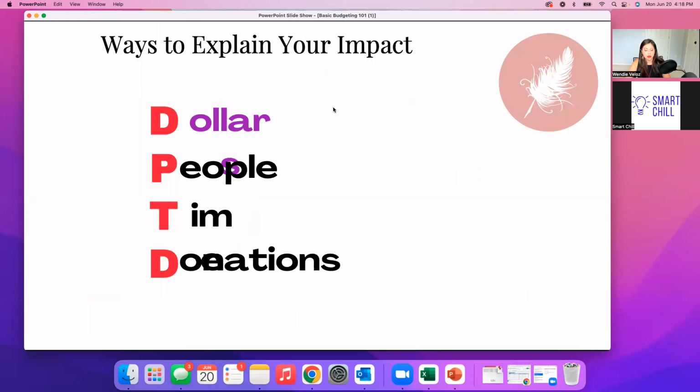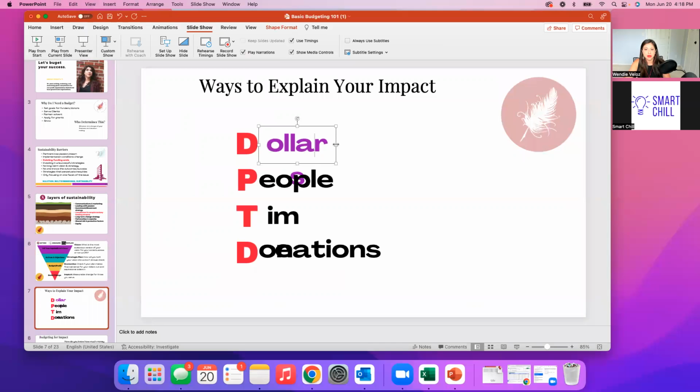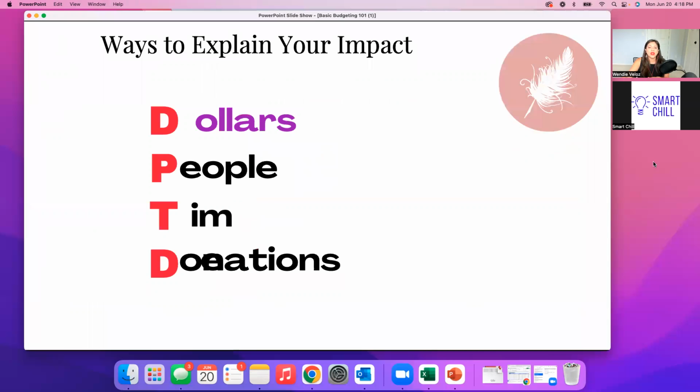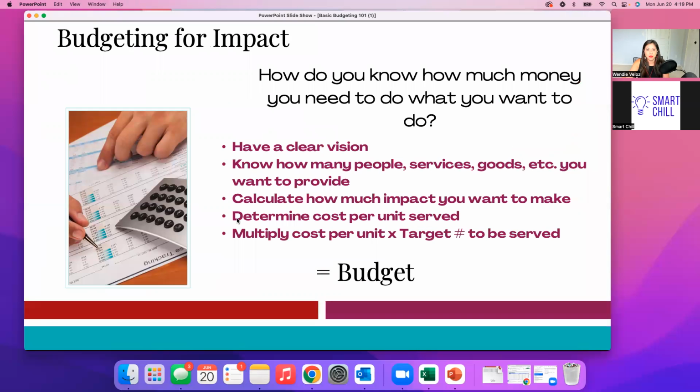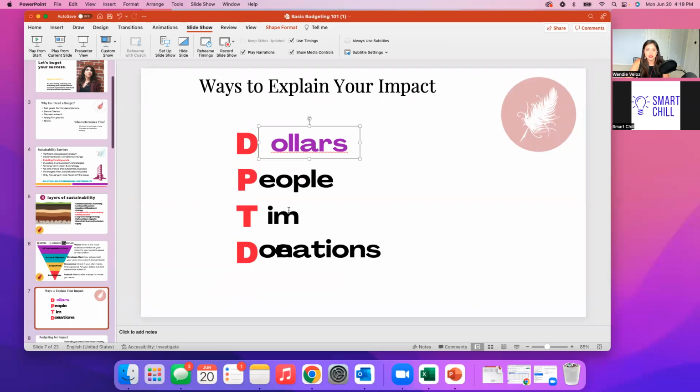Oh, of course, this is never without fail. For some reason, always has spacing issues. Okay, so the ways that I tell people you can explain your impact: dollars, people, time, and donations. I don't know why this became 10. Oh, because he's there. There we go. Let's do one more of these spacing things. Here we go.